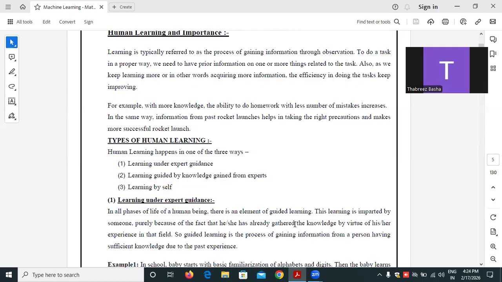Let us take an example. Suppose we start one type of work or business. Definitely we need some knowledge. If you have no knowledge, then you can take guidance from expert persons, because those persons have already started that business or work. They have gained some experience and knowledge on that work. So it is one of the best models of expert guidance.